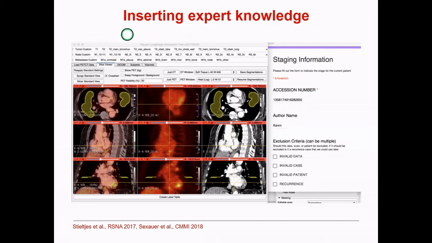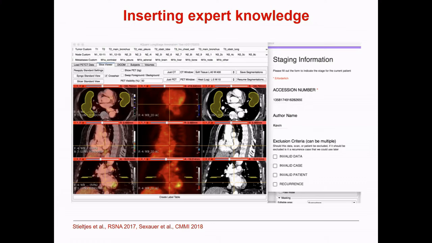What you see here are all the TNM labels. Here you see the T labels, T1. Here you see the N labels, so nodes, and here you see the M labels, metastasis. Basically, I think it's about 43 labels. With the 43 labels, I describe the whole case.